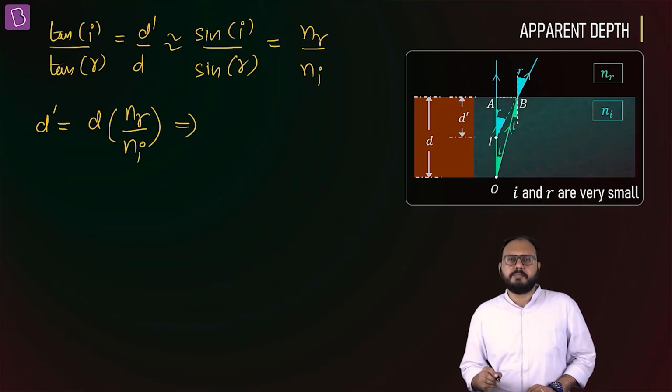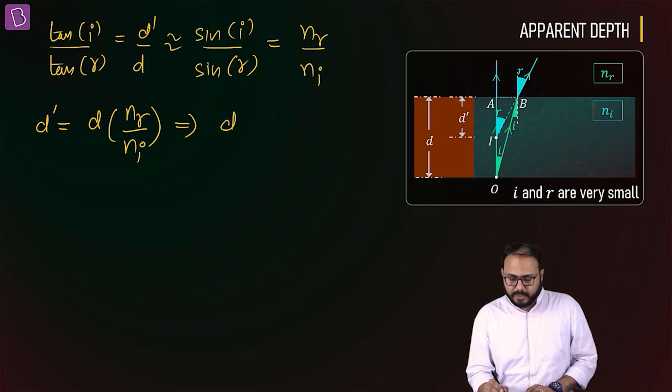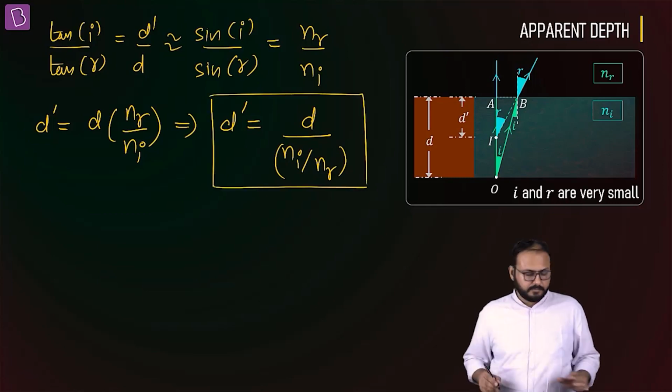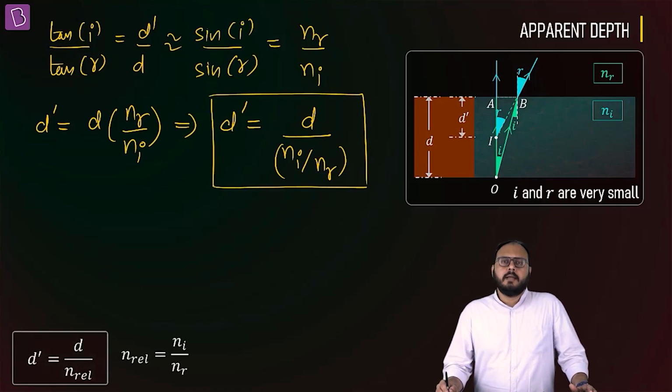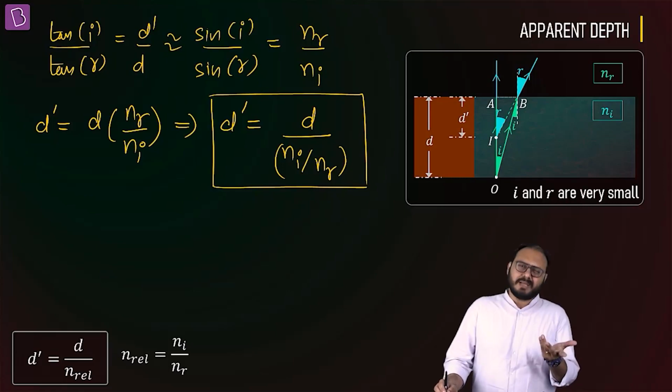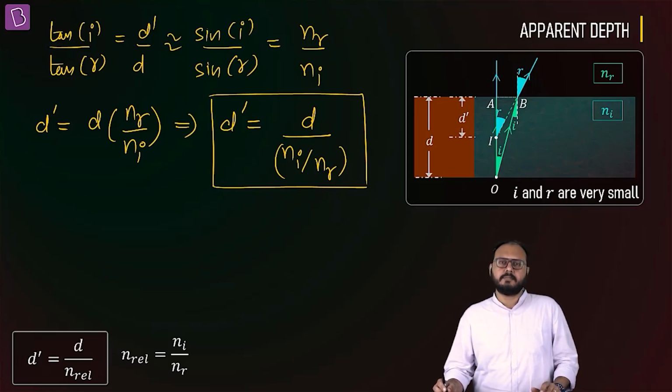I'm about to write this in a beautiful, worth remembering format. Ready for it? D dash is equal to D upon Ni by Nr. If you want, for the sake of brevity, you can call it N relative. Sometimes I do, but okay, Ni by Nr. What is D dash? Apparent depth. What is D? Actual depth.